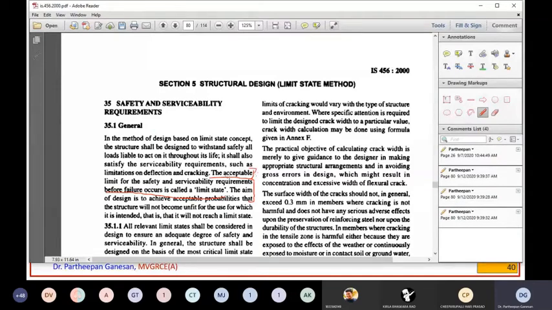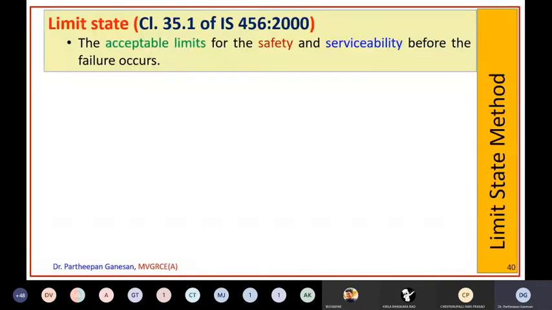So all the definitions, most of your answers are lying in this code itself, but just that students will not know where to find the answer. So this is the limit state definition. In this section, you are going to repeatedly use this limit state method. So we will see one by one, right?